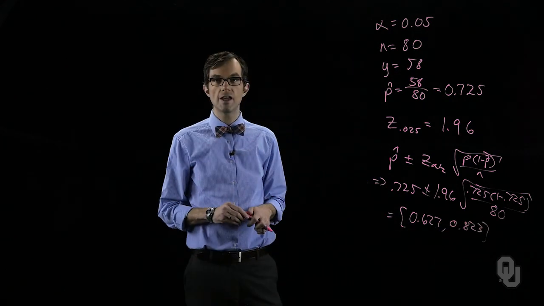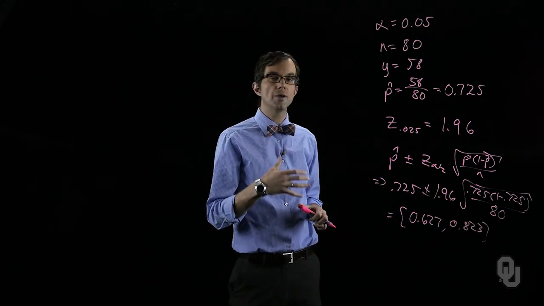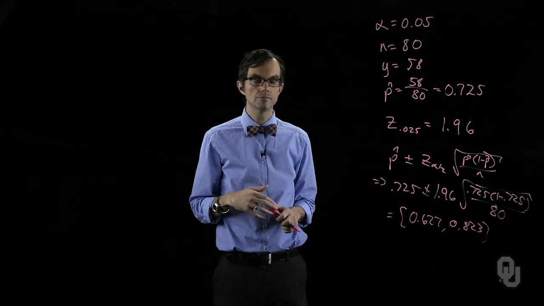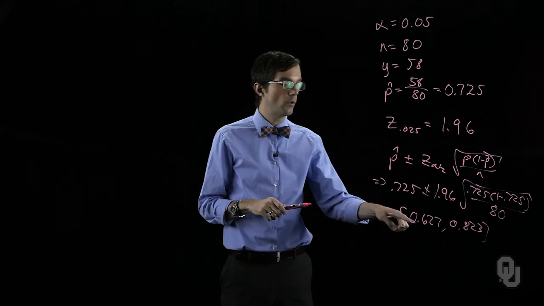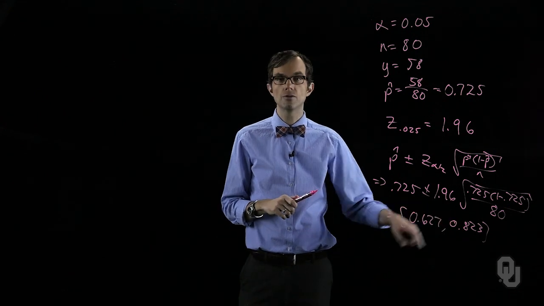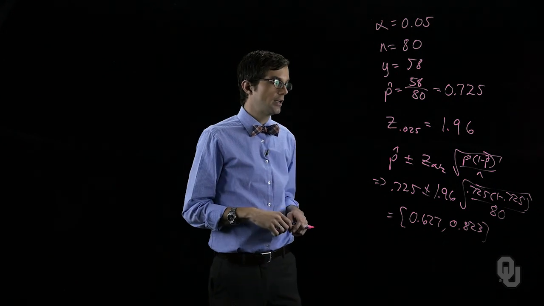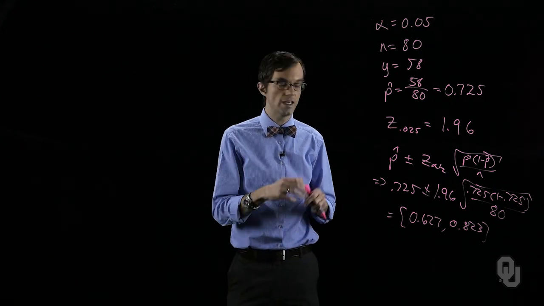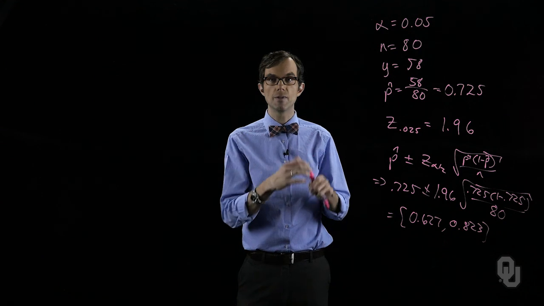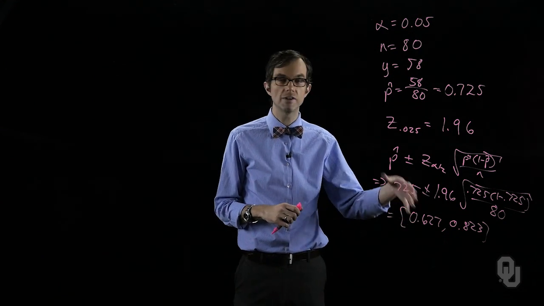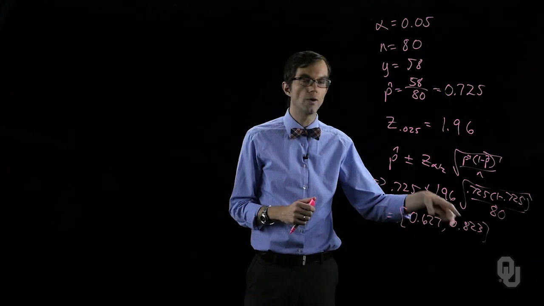Okay, so what does this say? This says that the population proportion of cans that meet specification lies somewhere between 0.627 and 0.823 with 95% confidence. Another way to say that is I'm 95% confident that the percentage of cans meeting specifications in the population would be between 62.7% and 82.3%.